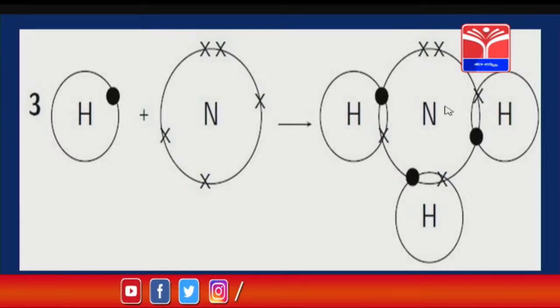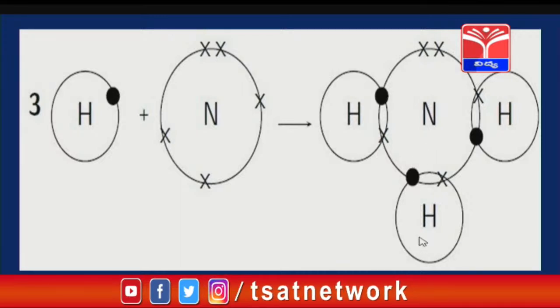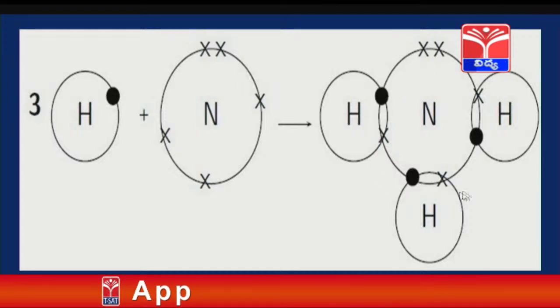And thus, each nitrogen combines with 3 hydrogen atoms contributing 1 electron each. So, hydrogen atom is contributing 1 electron and sharing 1 pair of electrons with 1 of the electrons of nitrogen. So, nitrogen is contributing 1 electron to this hydrogen, 1 more electron to this hydrogen and 1 more electron to this hydrogen. And so, nitrogen is sharing 3 pairs of electrons, 1 each contributed by hydrogen atom. So, nitrogen now has attained octet configuration, hydrogen has attained duplet configuration.